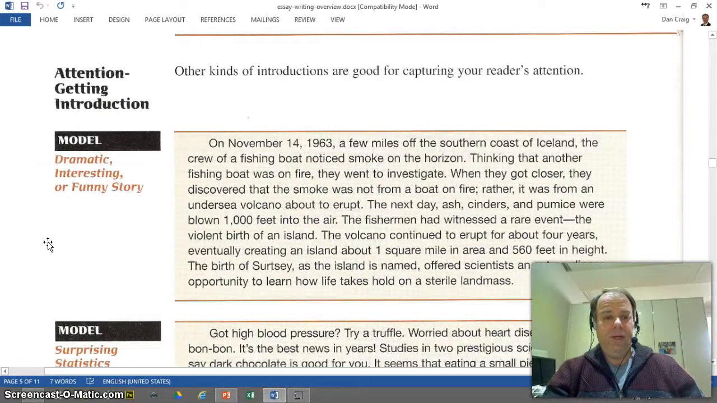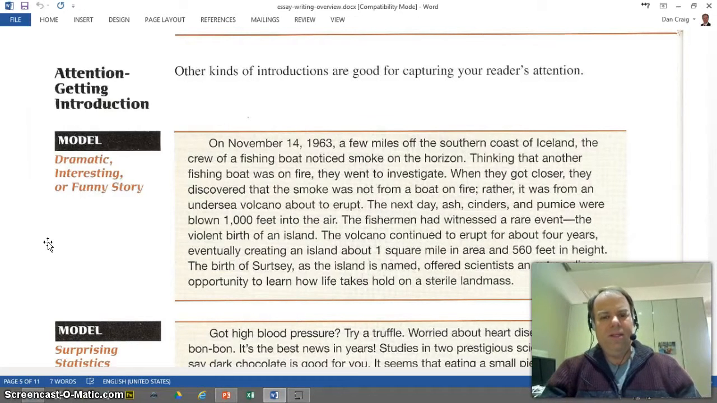Another type of introduction is the dramatic, interesting, or funny story. This is pretty self-explanatory. It's simply a story, something that people might find interesting. Oftentimes it's scary or funny or just plain related to your context, maybe a story about your hometown or people that you know. But the important thing to remember here is it's not just an interesting story, because the story itself has to be in some way directly related to the thesis.